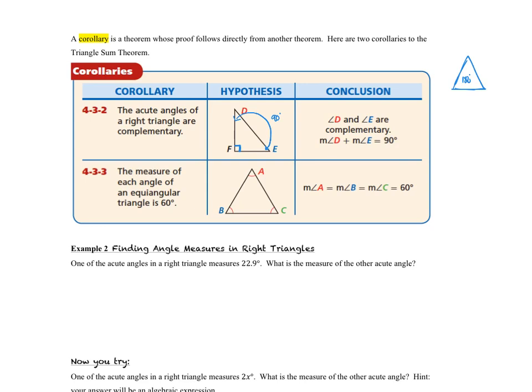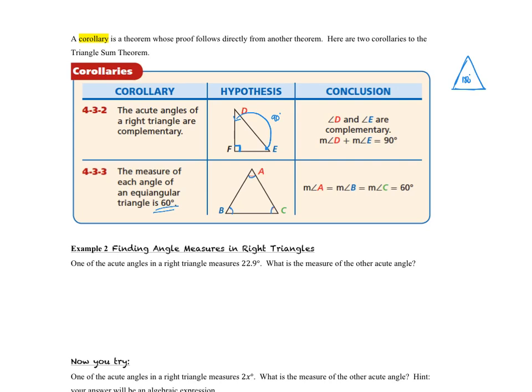Okay, the measure of each angle of an equiangular triangle is 60 degrees. So if all three angles are congruent, then each of them has to be 60 degrees. So again, they're corollaries. It's a theorem whose proof follows directly from another theorem. Because we know the angles add up to 180, the rest of these corollaries make sense.